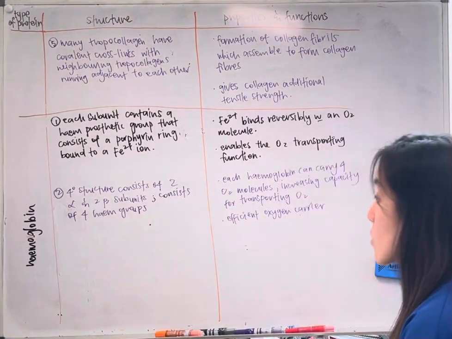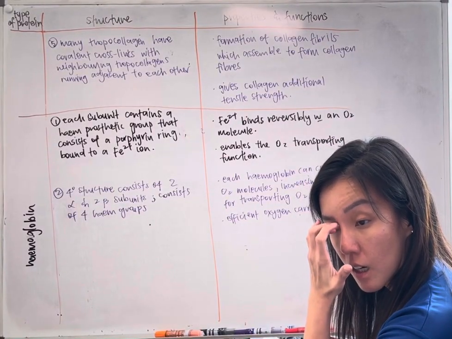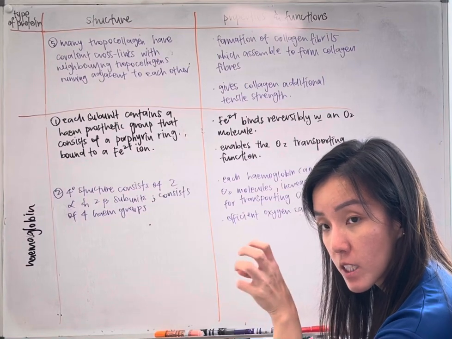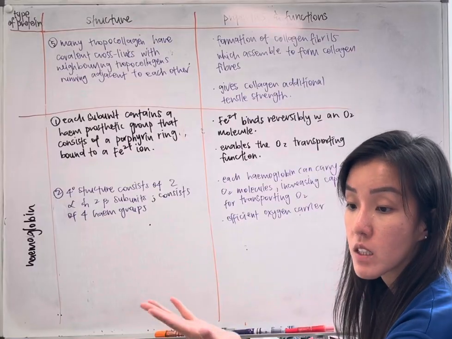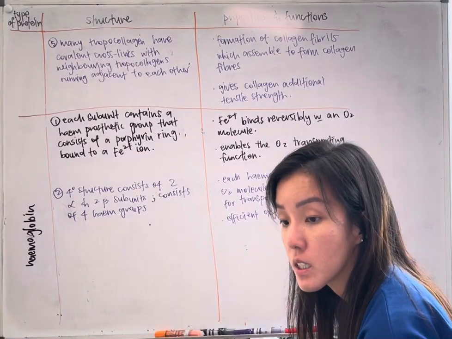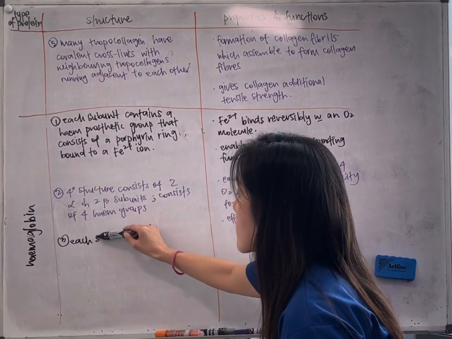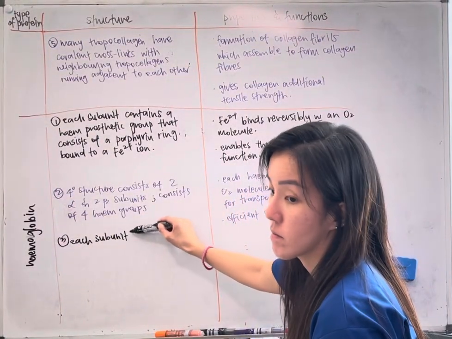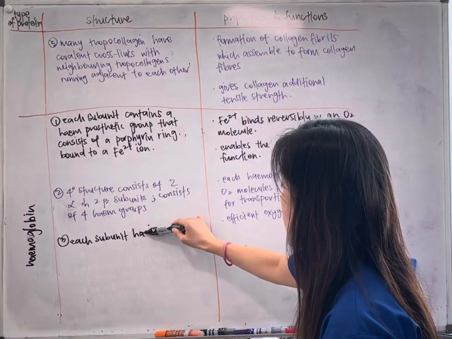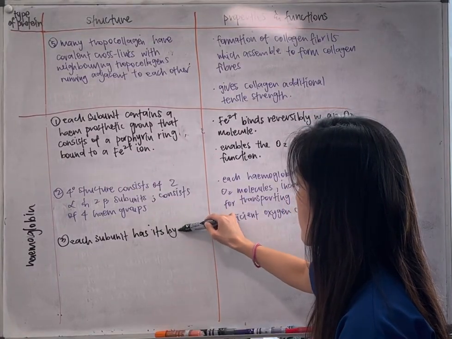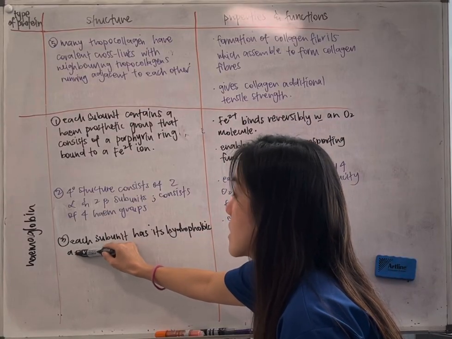Again, still under the quaternary structure, in each subunit the hydrophobic amino acids are buried in the interior, and the hydrophilic ones are on the exterior. So this enables it to be soluble in the aqueous medium. It's still a structural feature. AA stands for amino acid.